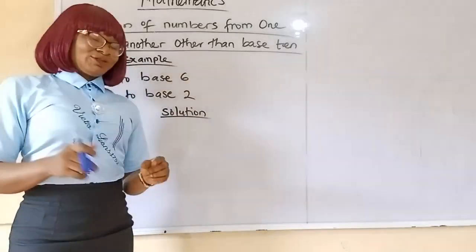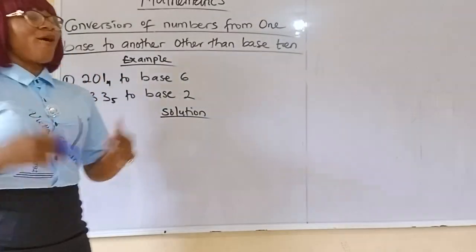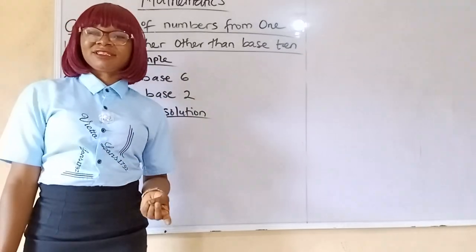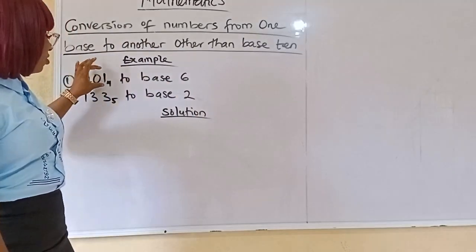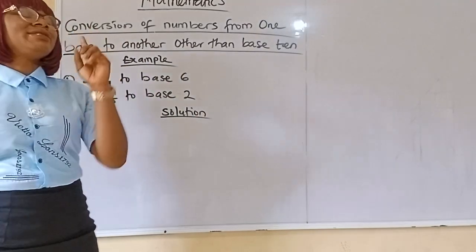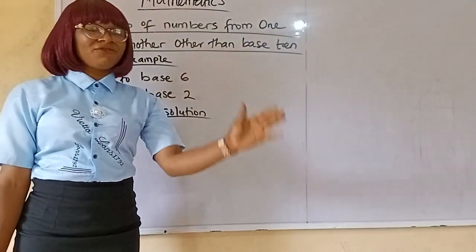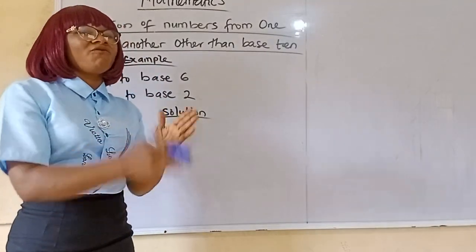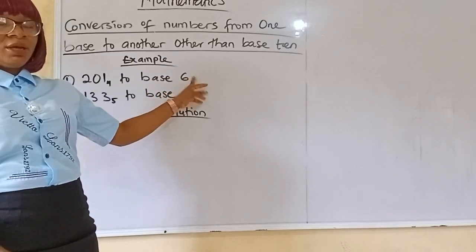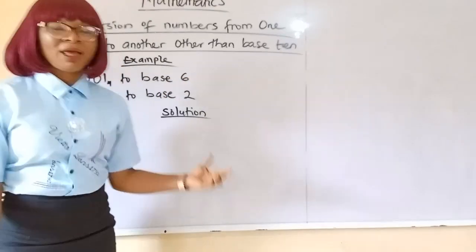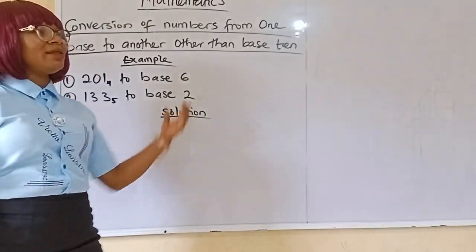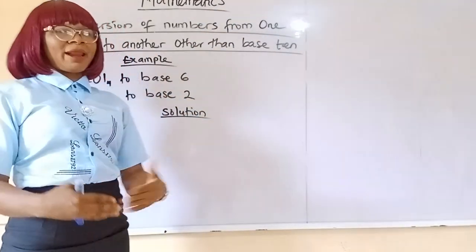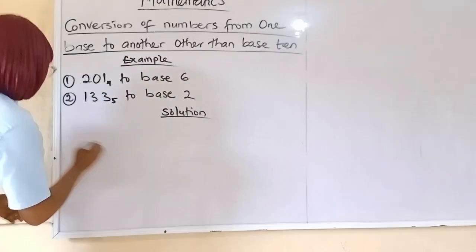To convert from other bases to other bases, we apply two methods. The first method is you convert the number that is given to you to base 10 first. Move it to base 10 first, and then when you get the answer in base 10, you convert it to the required base. So the two methods involved are the expansion method and the repeated division method. Those are the two methods you apply in this type. So let's pick the first one.